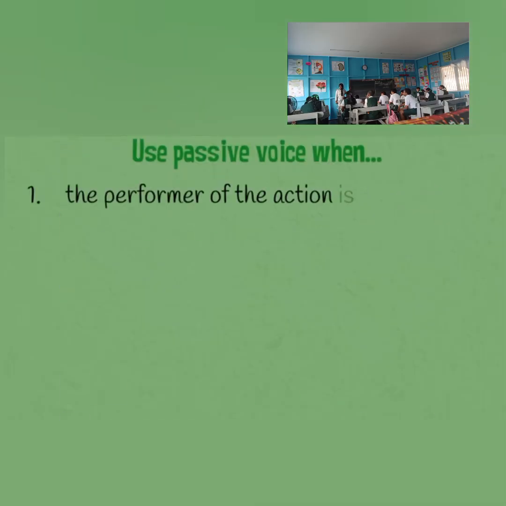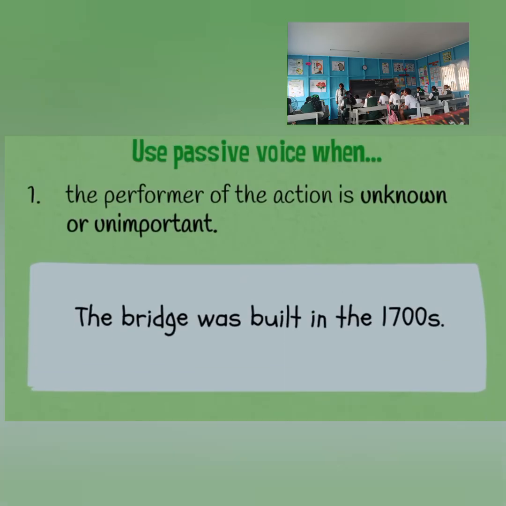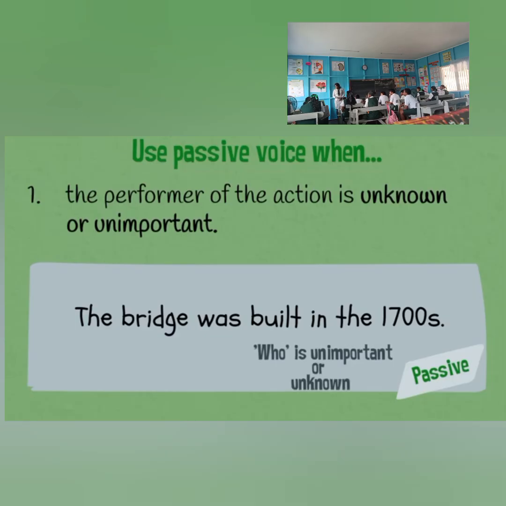Let's have a look at when passive voice is used. When the performer of the action is unknown or unimportant. For example, the bridge was built in the 1700s. We can see the subject, the bridge, is receiving the action. Therefore, this sentence is written in passive voice. The sentence has no object. Who built the bridge is not important in this sentence, or perhaps who built the bridge is not known.